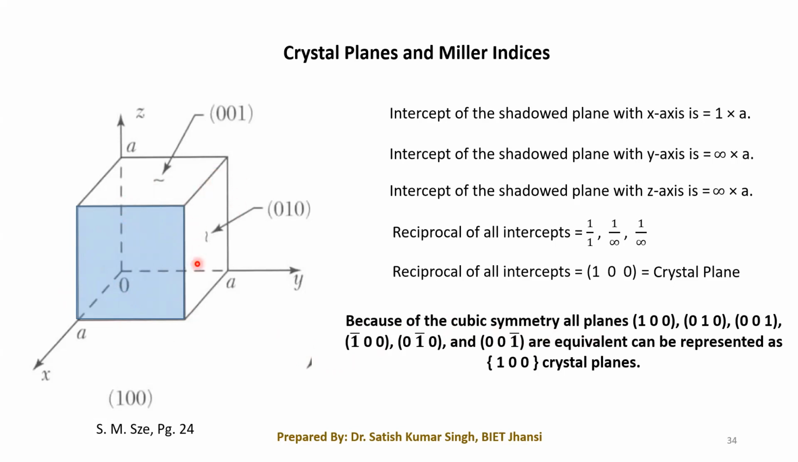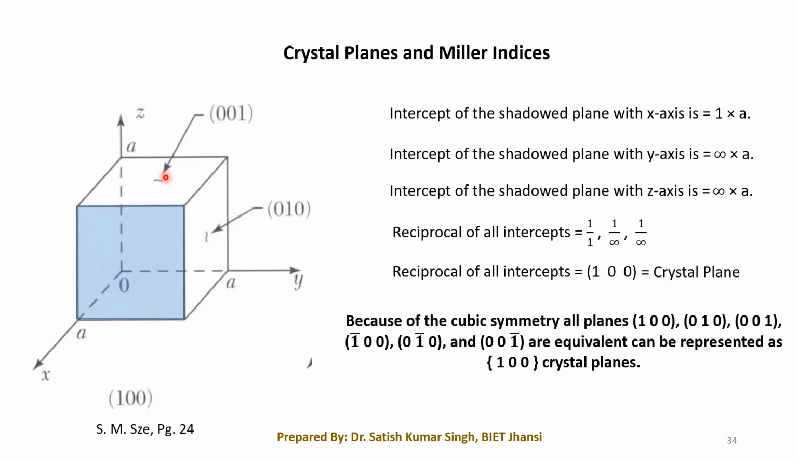Similarly, if you take this one, there is an intercept with the y-axis, and because it is parallel to x and z, your Miller indices notation will come out as 0, 1, 0. You just follow the same procedure. This will become infinity, this will become 1, and this will become infinity. If you take the reciprocal, you get 0, 1, 0. So this has a notation of 1, 0, 0, this has the notation of 0, 1, 0, and similarly this will have 0, 0, 1.